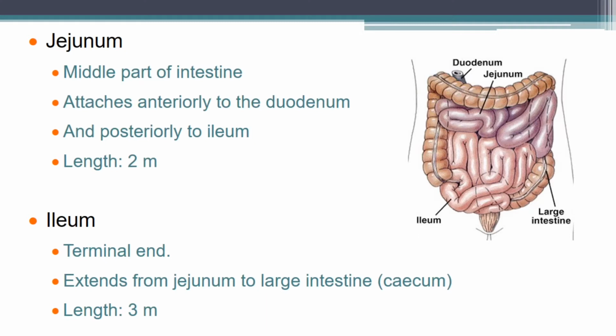Now the third part of the small intestine, the ileum. It is the last part, or we can say the terminal end of the small intestine. It extends from the jejunum to the large intestine, that is, to the cecum. The length of the ileum is 3 meter.